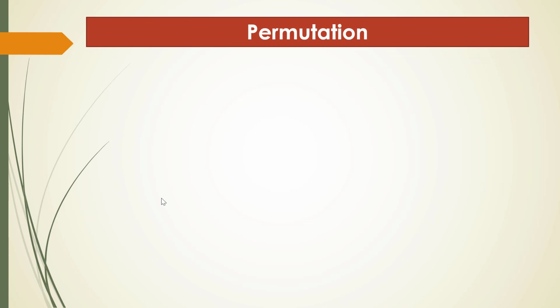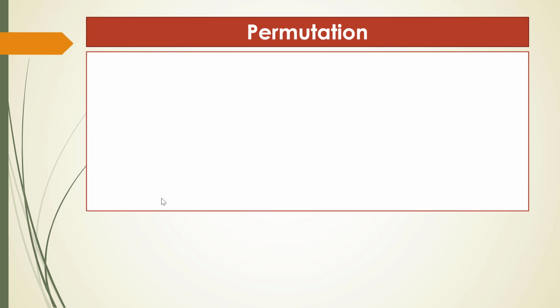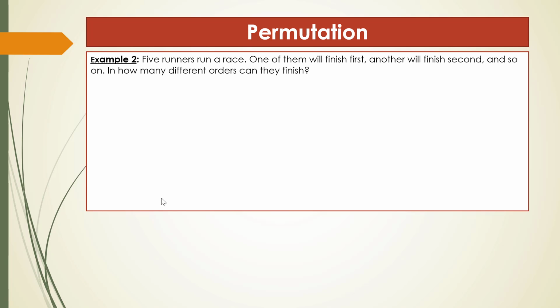Now I'm going to show you how to find the permutation. Let's consider example 2. 5 runners run a race. One of them will finish first, another will finish second, and so on. In how many different orders can they finish? So this is a system of 5 operations. We are going to find the number of ways to choose the finisher in each operation and then multiply them together using the fundamental principle of counting.